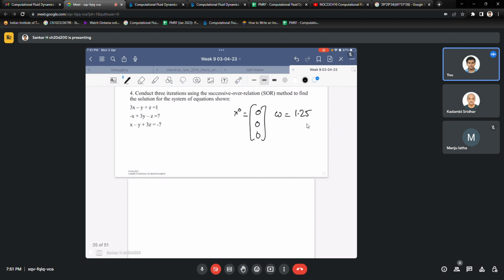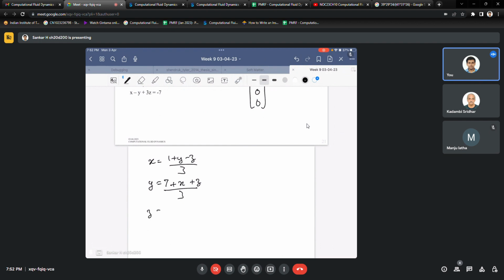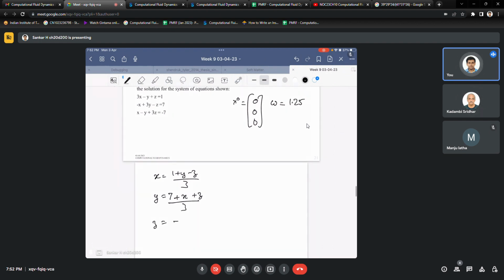So I write down the equations as x as (1 plus y minus z) by 3, y as, sorry, it should be (7 plus x plus z) by 3, and z as (minus 7 minus x plus y) by minus 3.